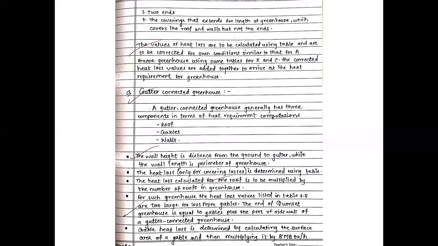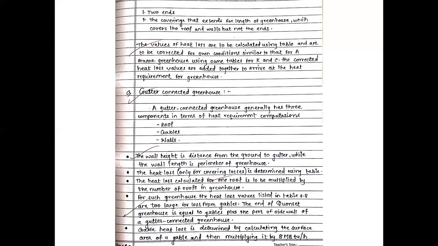Then gutter connected greenhouse. So a gutter connected greenhouse generally has three components in terms of heat requirement computations: roof, gable and walls. So wall height is distance from the ground to the gutter, while the wall length is perimeter of greenhouse. The heat loss only for covering losses is determined using table. The heat loss calculated for one roof is to be multiplied by the number of roofs in greenhouse. For such greenhouse, the heat loss values listed in table are too large for loss from gables.